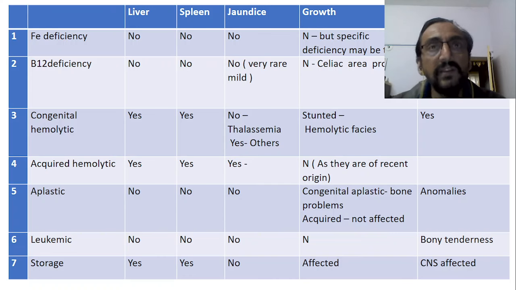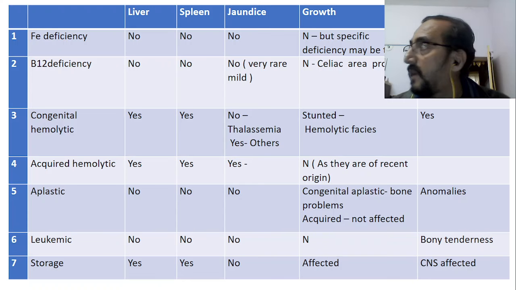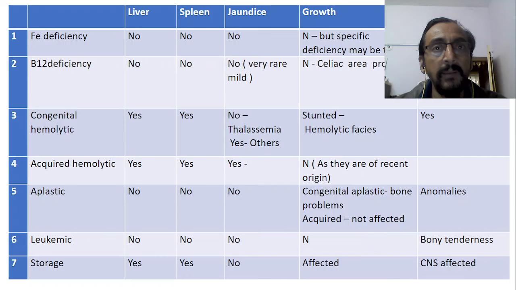What about the growth? Yes, growth is stunted because RBC lifespan is reduced and we are not able to provide a good amount of oxygen to the cells continuously. Very important are the hemolytic phases. In case of hemolytic anemias, we will have hemolytic facies. Why? Because RBCs are destroyed early, so the body will produce more and more RBCs. It may be immature RBCs, but it will produce them.